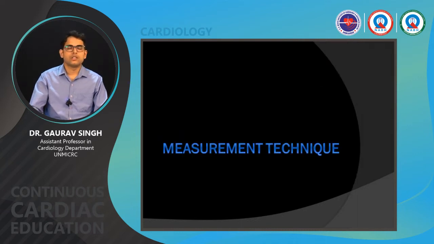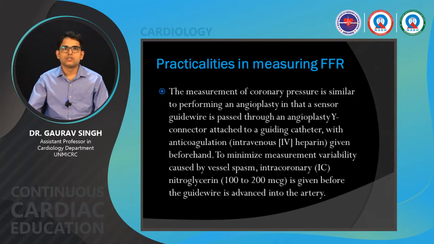So how do we measure FFR? Measurement technique. The measurement of coronary pressure is similar to performing an angioplasty, in that a sensor guide wire is passed through the angioplasty guiding catheter after anticoagulation. To minimize measurement variability caused by spasm, we give intracoronary nitroglycerin, which is a vasodilator, before the guide wire is advanced into the artery.